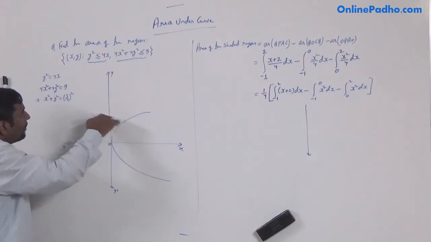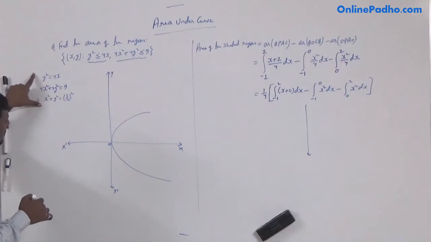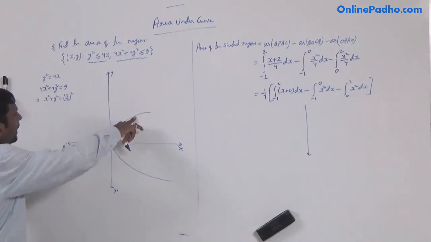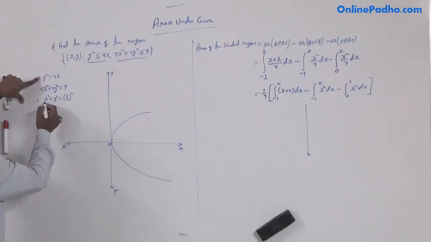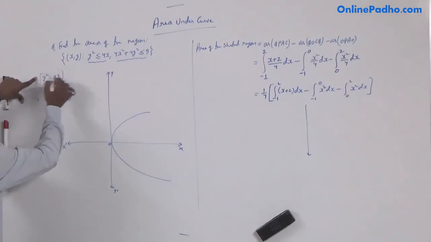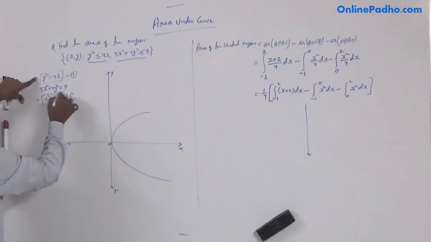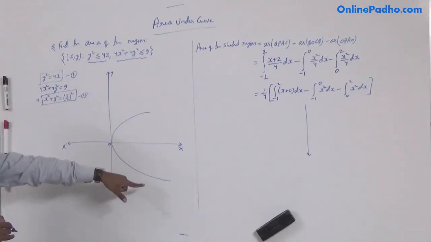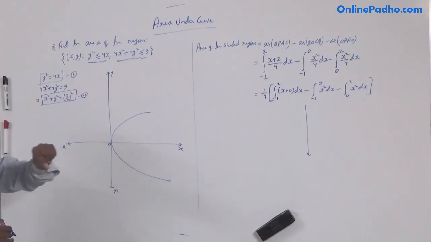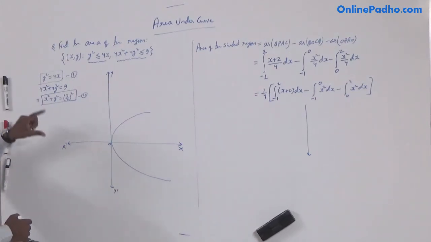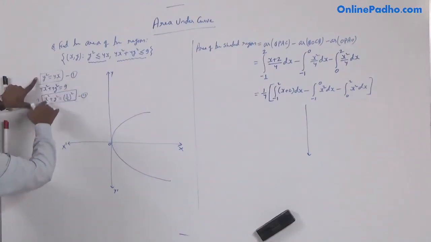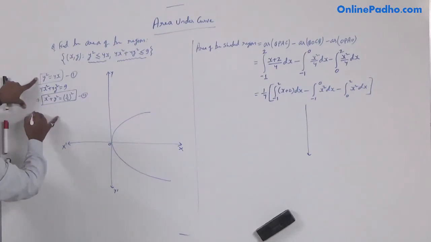Before drawing this one, first we have to find the point of intersection where it intersects this parabola. We have to solve this equation with this equation to find the point of intersection on the x-axis, then we can draw the graph exactly. In any graph, first we have to find the point of intersection of these two curves. So we can equate y square in both the equations.